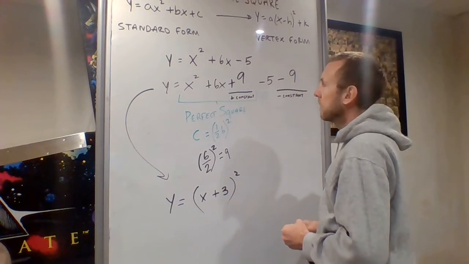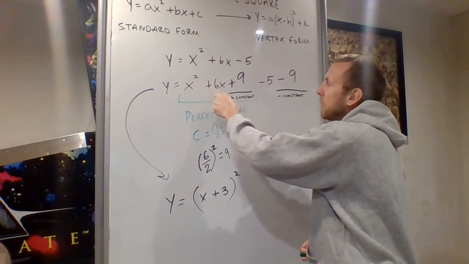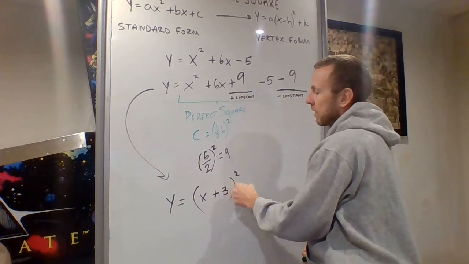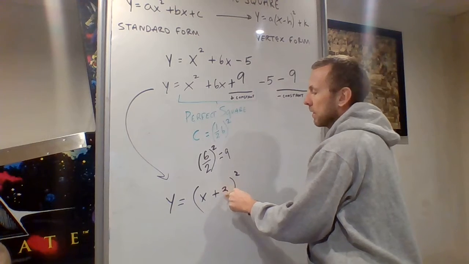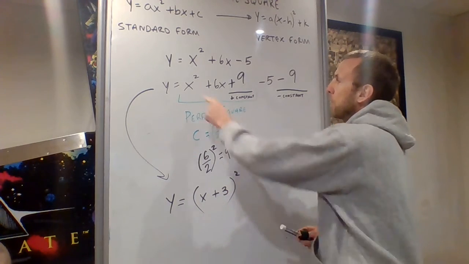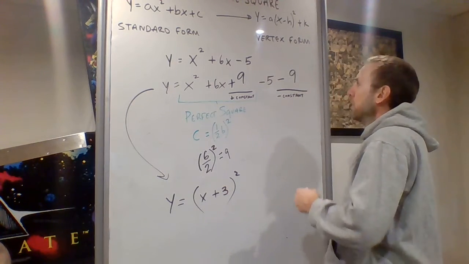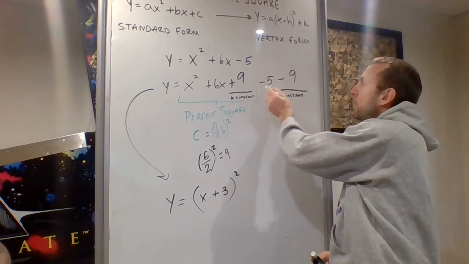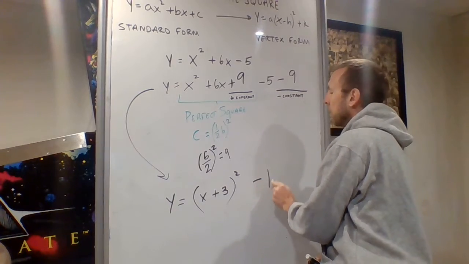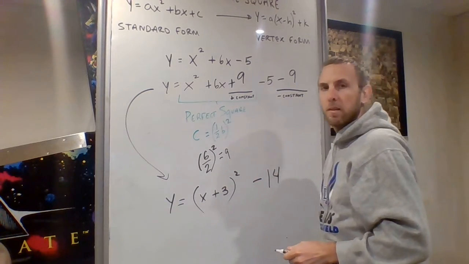Now when we factor this, it's always going to be half of the b term, half of the 6. That's going to be this piece that's in the parentheses here. All right, so now we have the perfect square written as x plus 3 quantity squared. And you just got to look at what we have left over. We have the minus 5 minus 9 for a total of minus 14 left over.